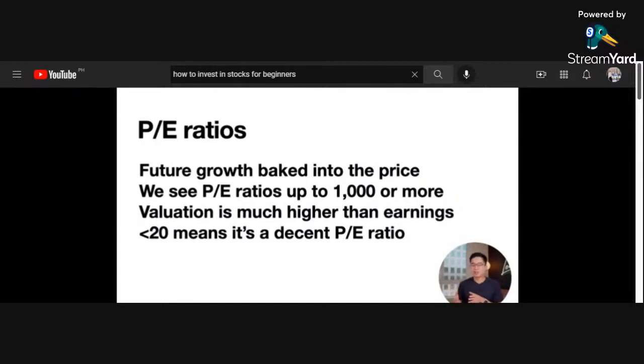So we've been seeing a lot of companies that have PE ratios above 50, even above 100, even close to 1,000. And this means that the valuation of that company is just a lot higher than the annual earnings of that company. I'd say right now, any PE ratio that's under 20 is considered pretty low, and it means that the company is valued pretty much where its book value is at.